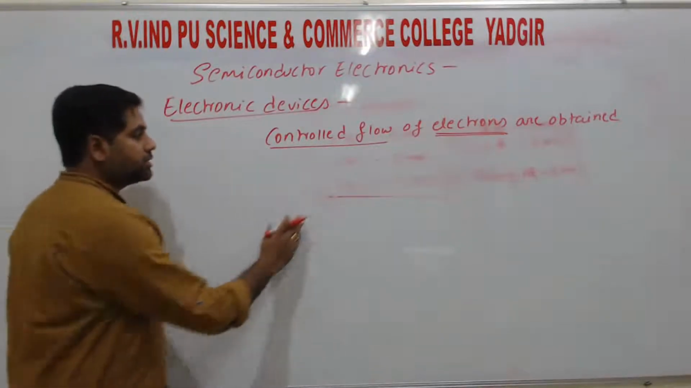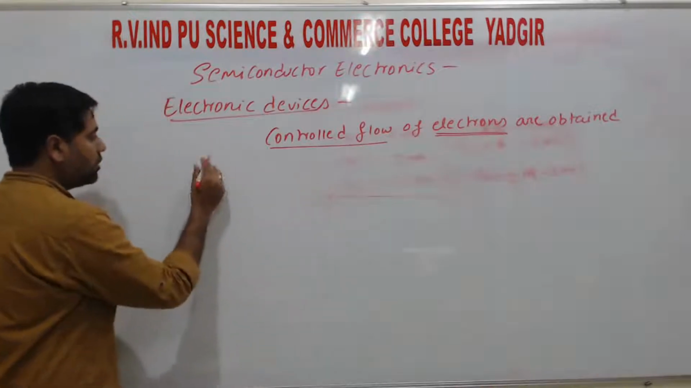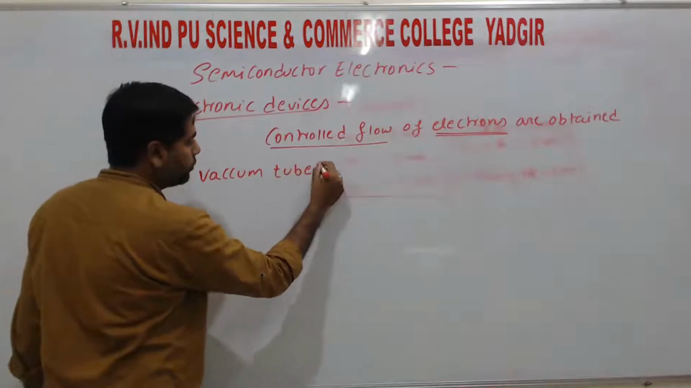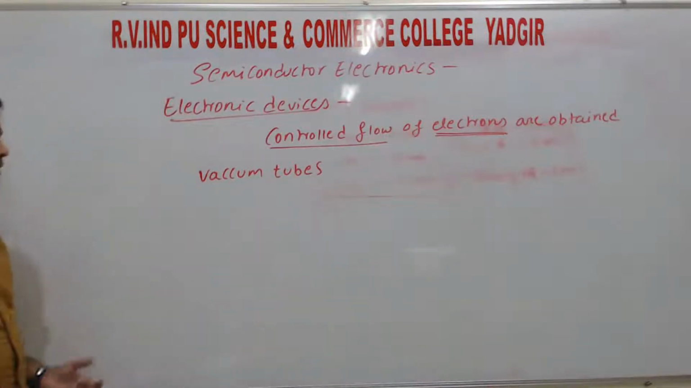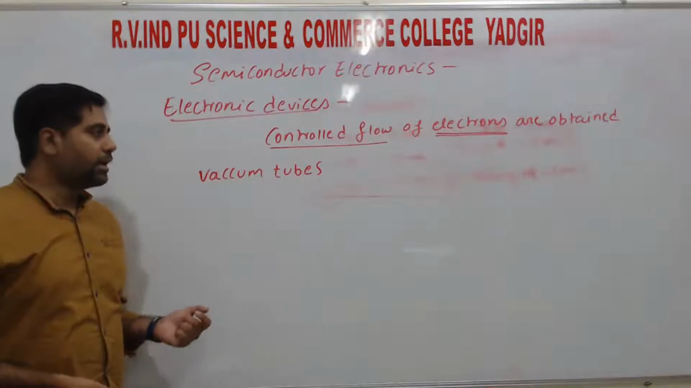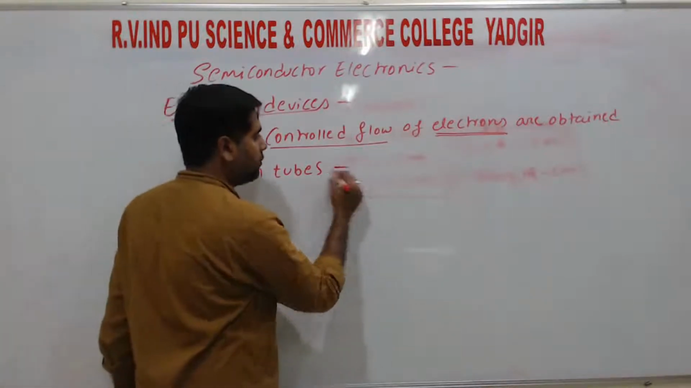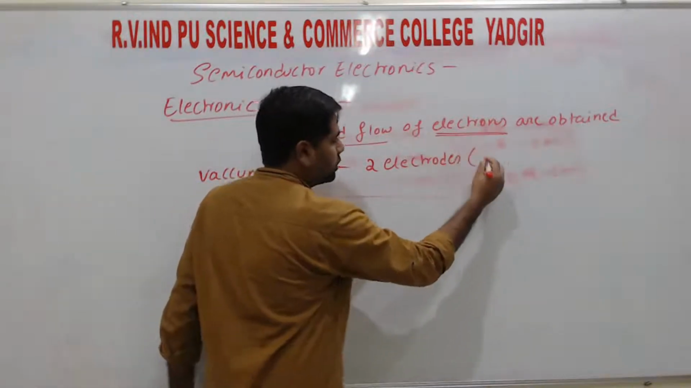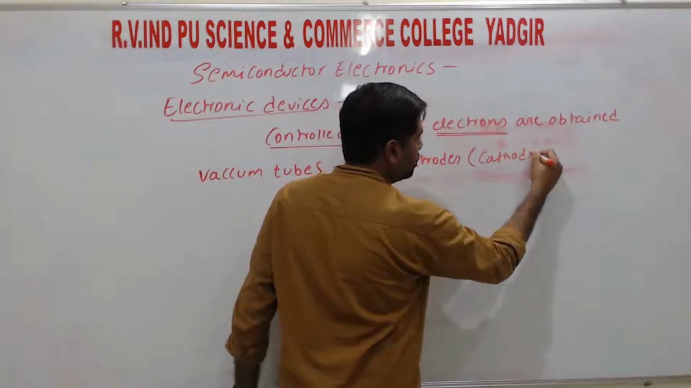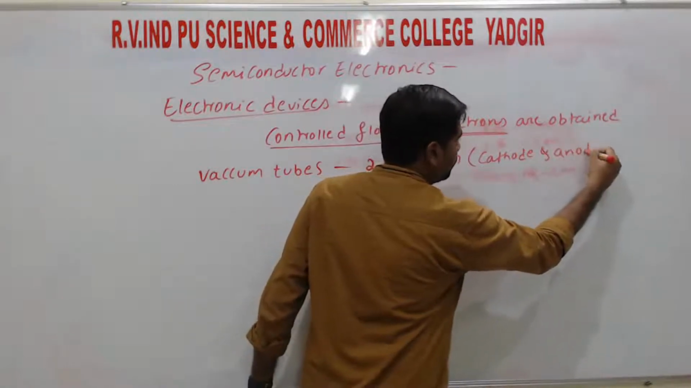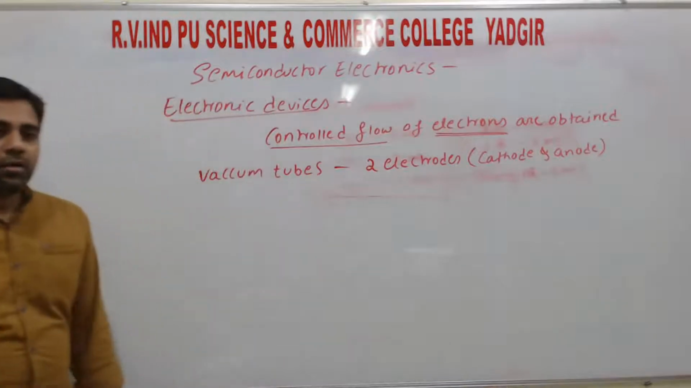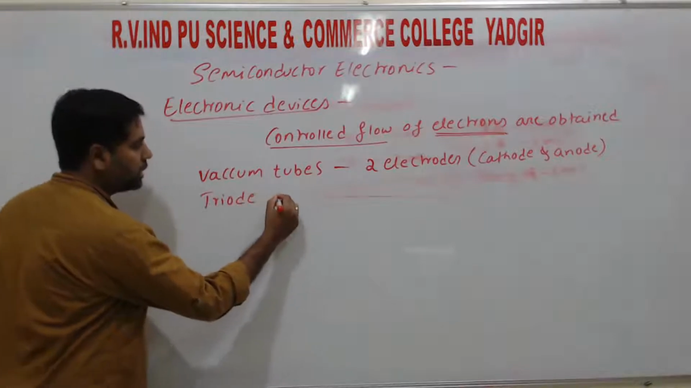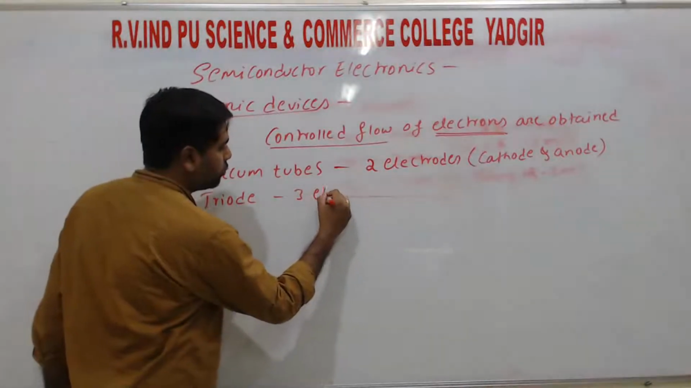So in earlier years, the electronic devices used were vacuum tubes. Here in vacuum tubes we have two electrodes, one is the cathode and another is the anode. Along with this we have the triode, where we are using three electrodes.